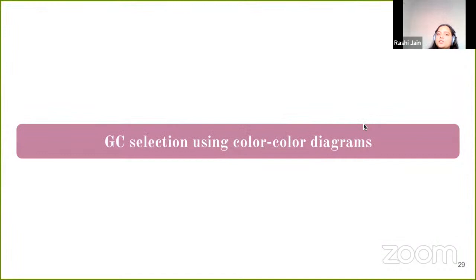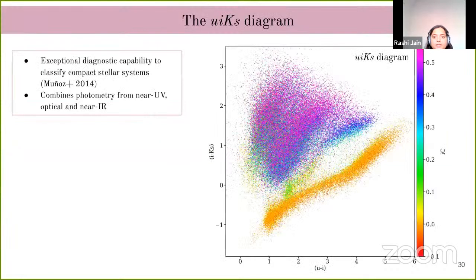So how do we select globular clusters from the swarm of objects, the foreground stars and the background galaxies? Here we use the magic of multiband data that spans from UV to optical to infrared, and we combine these 3 bands to get the spectral information for the objects. And this results in what we call a UIKs diagram, which is an exceptional tool to diagnose compact stellar objects like globular clusters and ultra compact dwarfs, which are marginally resolved. Like I said, it combines the photometry from near UV, optical, and near infrared.